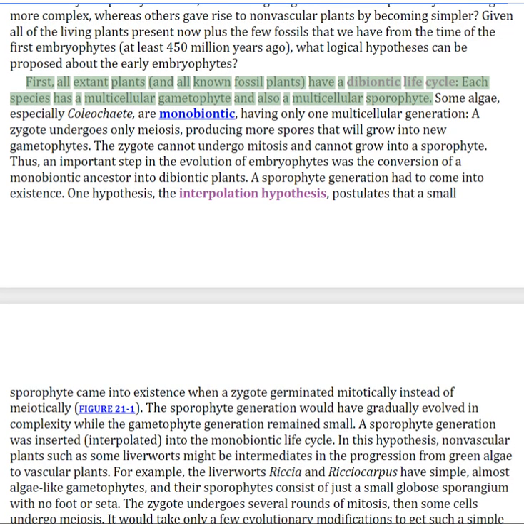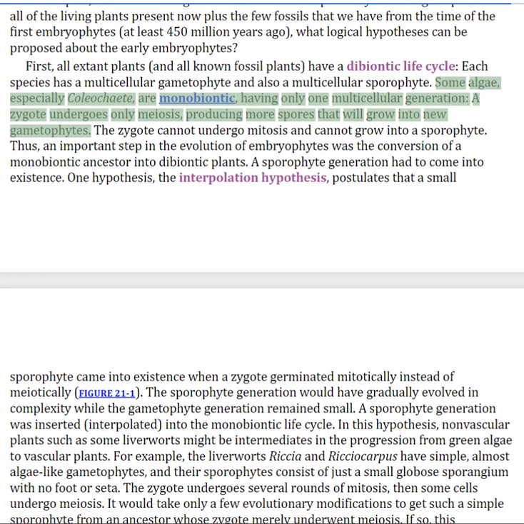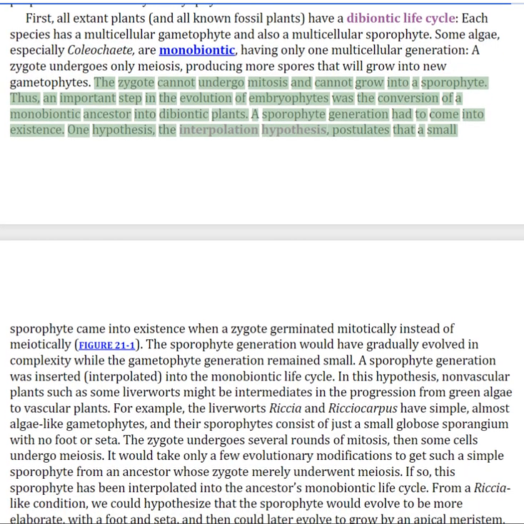First, all extant plants have a dibiontic life cycle. Each species has a multicellular gametophyte and also a multicellular sporophyte. Some algae, especially Coleochaete, are monobiontic, having only one multicellular generation. A zygote undergoes only meiosis, producing more spores that will grow into new gametophytes. The zygote cannot undergo mitosis and cannot grow into a sporophyte. Thus, an important step in the evolution of embryophytes was the conversion of a monobiontic ancestor into dibiontic plants. A sporophyte generation had to come into existence.